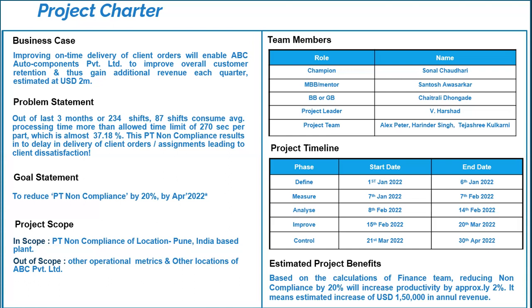This is how our project charter normally looks. On the left hand side, it will start with the business case. Below the business case, you'll have the problem statement. Then you have a goal statement. Then project scope, in scope and out of scope. Then on the right hand side, at the top, you have a table of team members involved in this. Then you have a project timeline, so when a given phase is going to start and end. This is an estimated timeline. And finally, we're also going to showcase estimated project benefits. So by the end of the day, after deploying this project, how much benefit is expected?